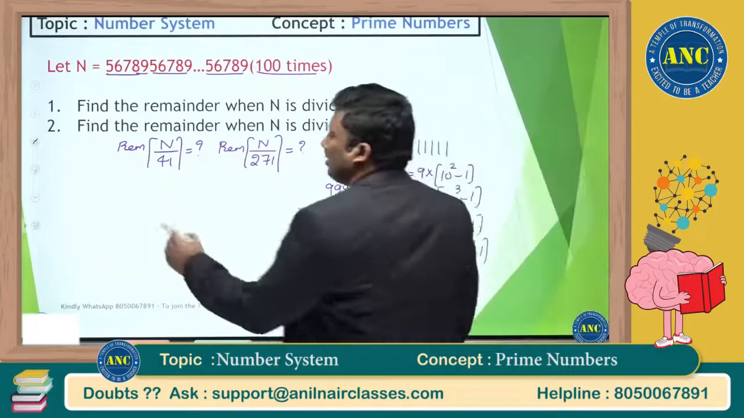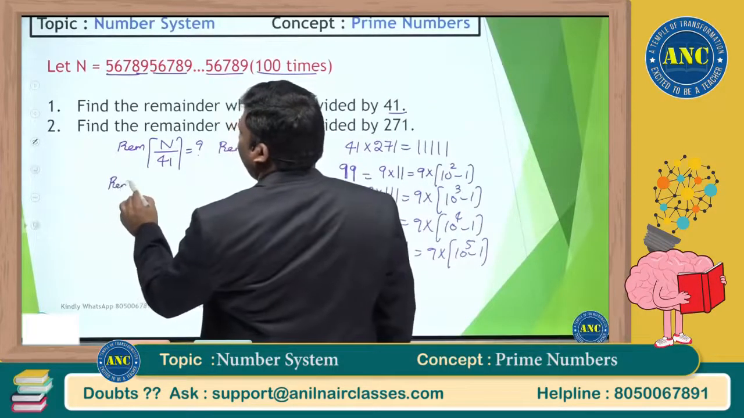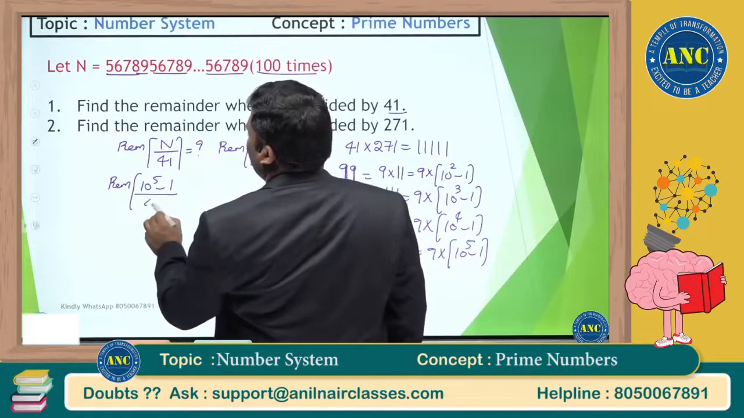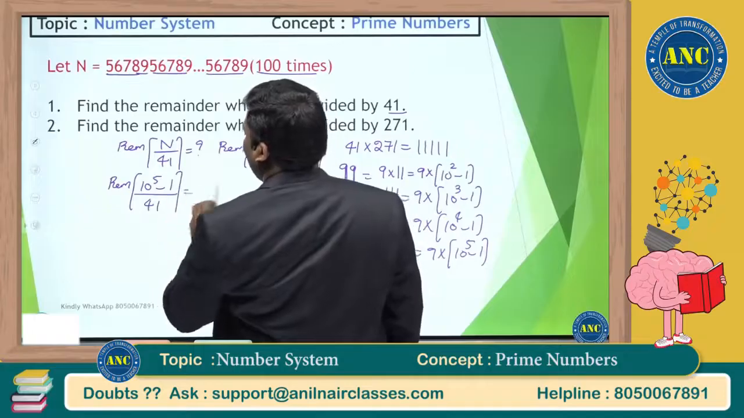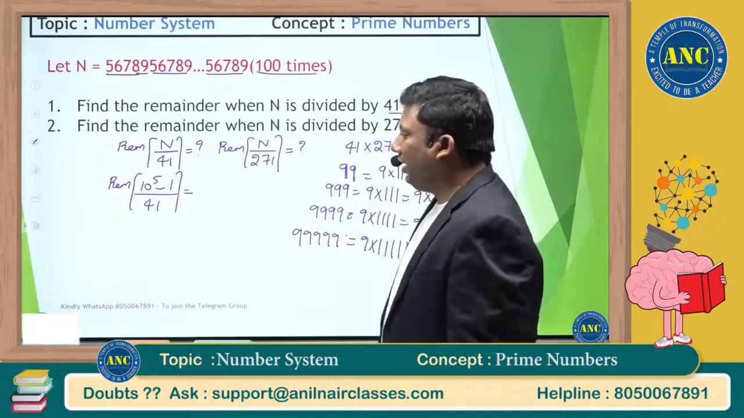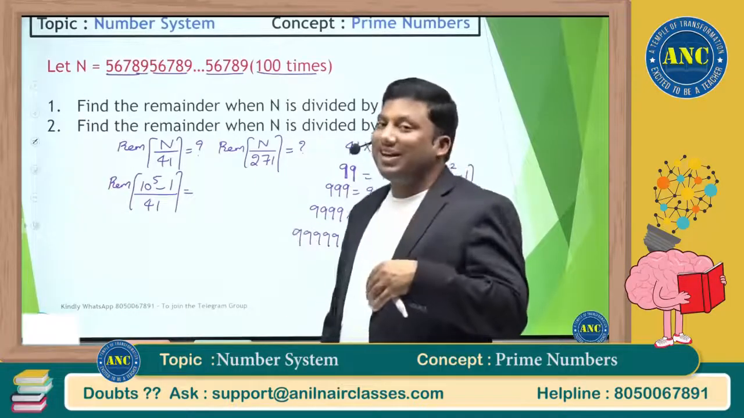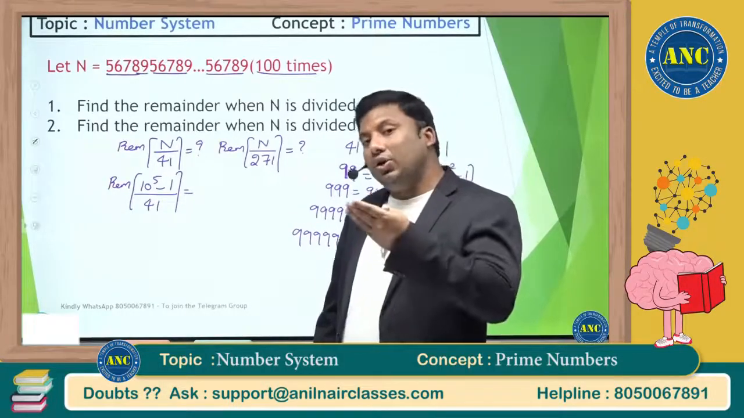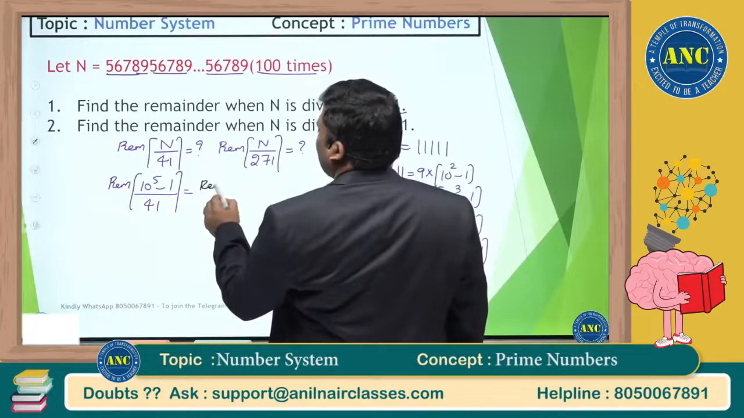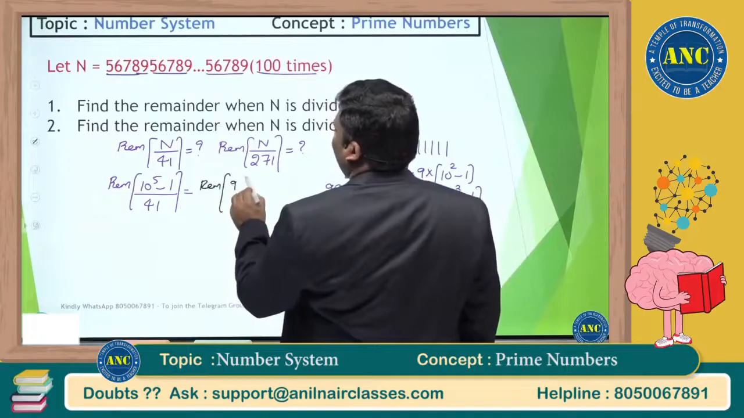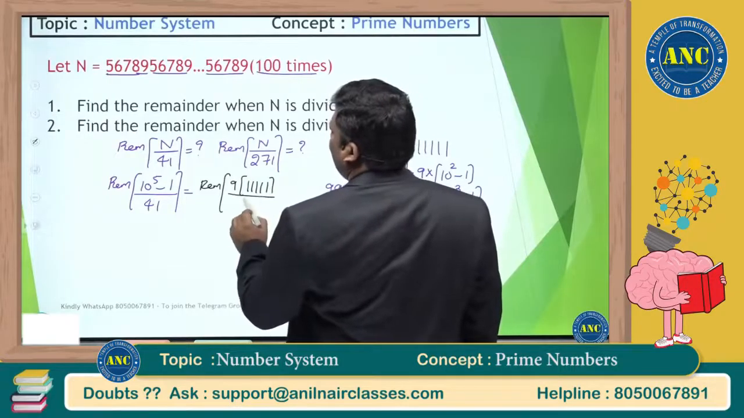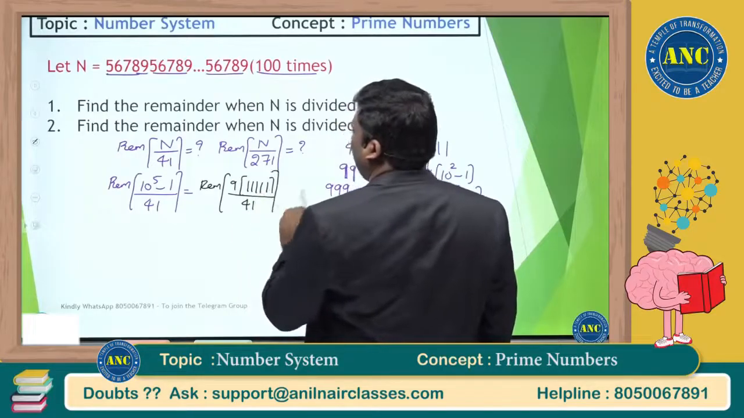Now see here. Suppose I take 10 power 5 minus 1 divided by 41. Let us see what is happening. 10 square minus 1 is 99, 2 nines. 10 cube minus 1 is 3 nines. 10 power 5 minus 1 is 5 nines, which is 9 into 1, 1, 1, 1, 1 written 5 times, divided by 41.